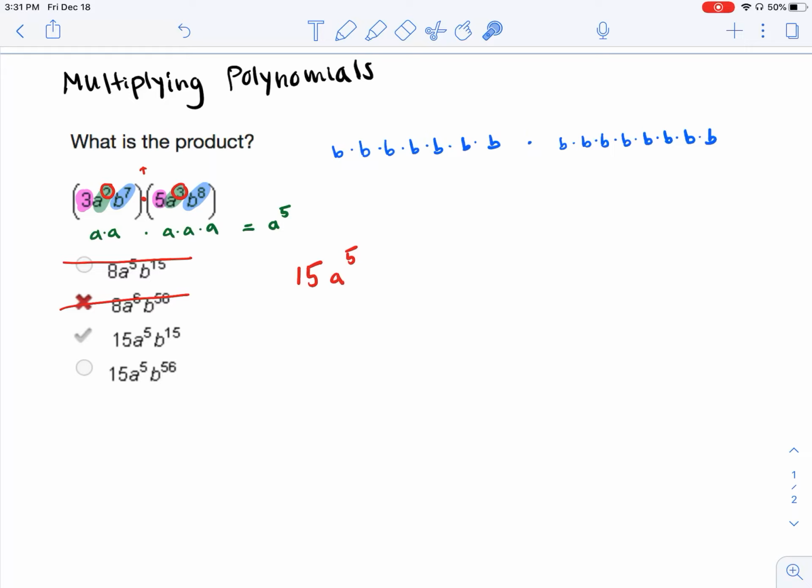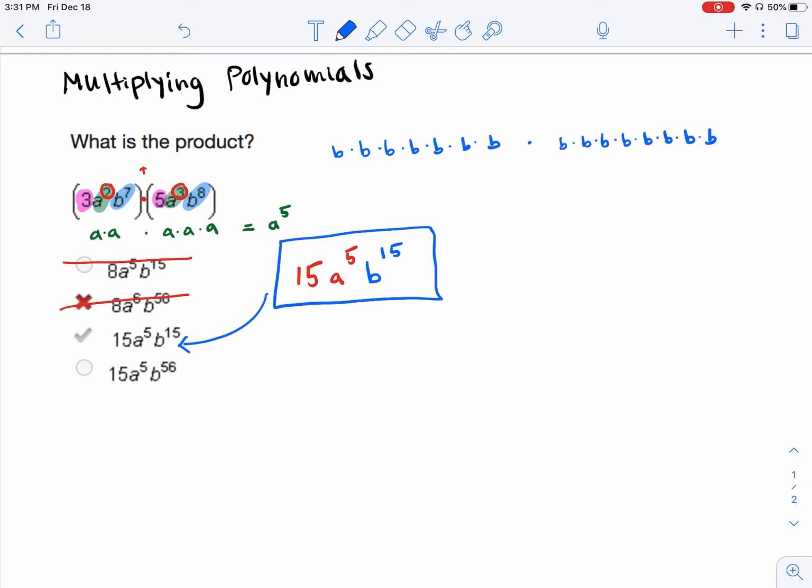So 7 plus 8 is 15. And if we actually count 1, 2, 3, 4, 5, 6, 7, 8, 9, 10, 11, 12, 13, 14, 15, we have a total of b to the 15th power. And then there's our answer right here.